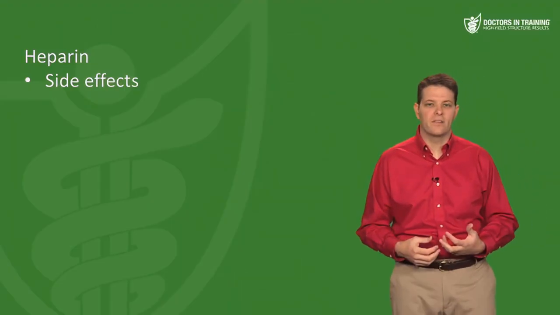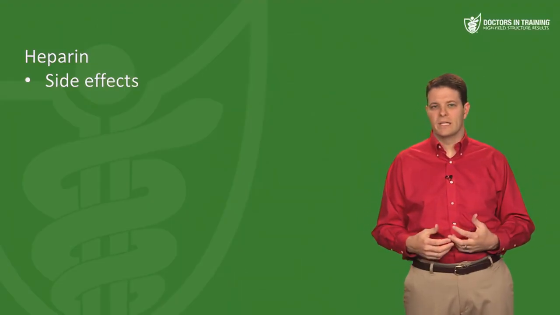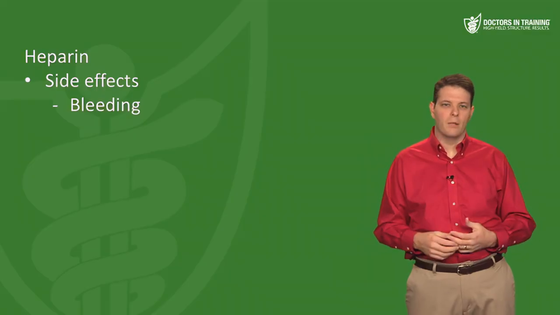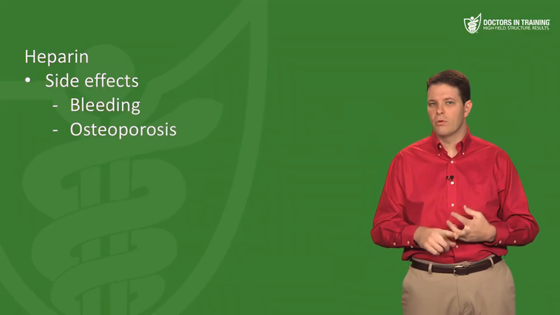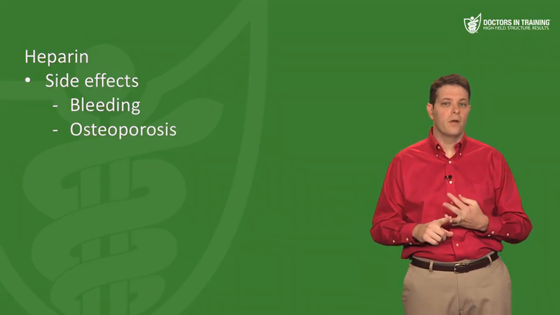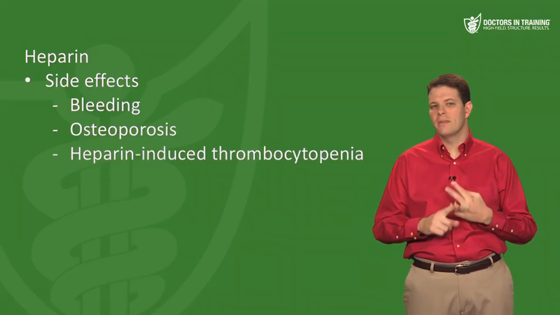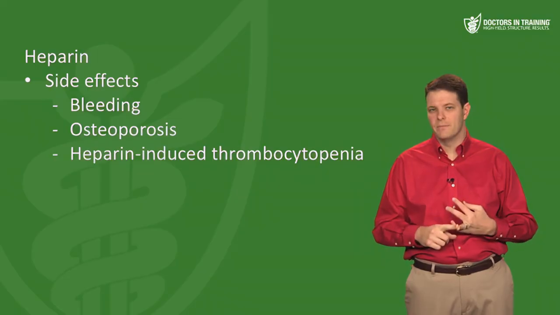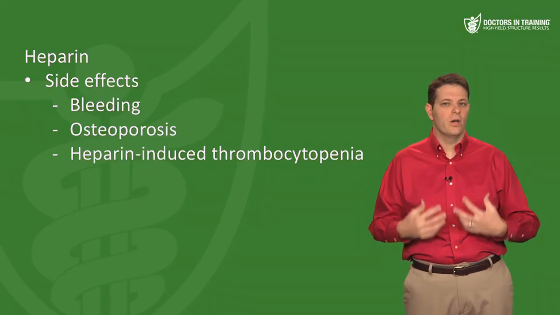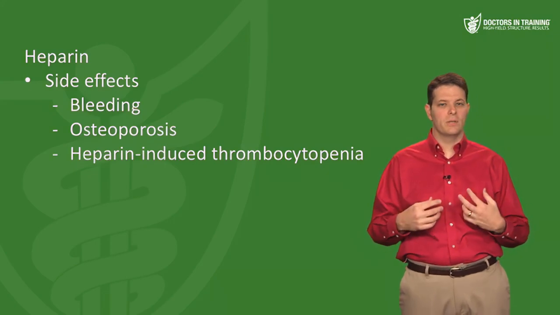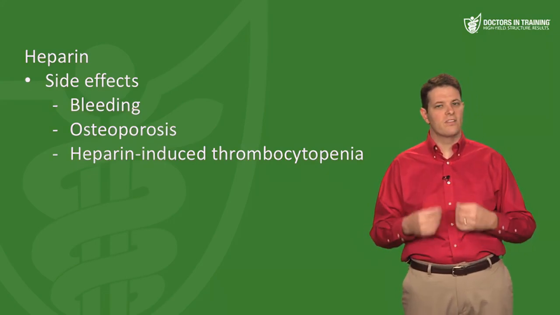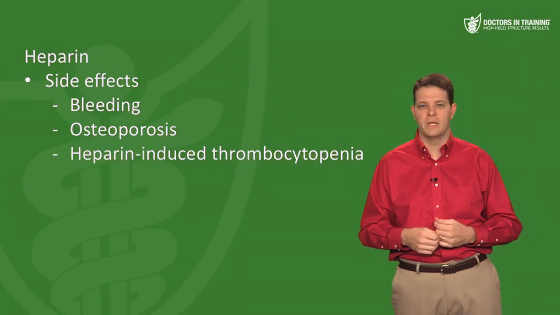Now, for side effects, any of these anticoagulant drugs can lead to bleeding, obviously, so that can be a problem. Heparin can cause bone loss, decreased bone formation, and osteoporosis. There's also a phenomenon known as heparin-induced thrombocytopenia, or HIT. Now, if you have a patient who's on heparin and the platelet count starts to drop either suddenly or gradually, and then they eventually become thrombocytopenic, this is very, very suspicious for heparin-induced thrombocytopenia.